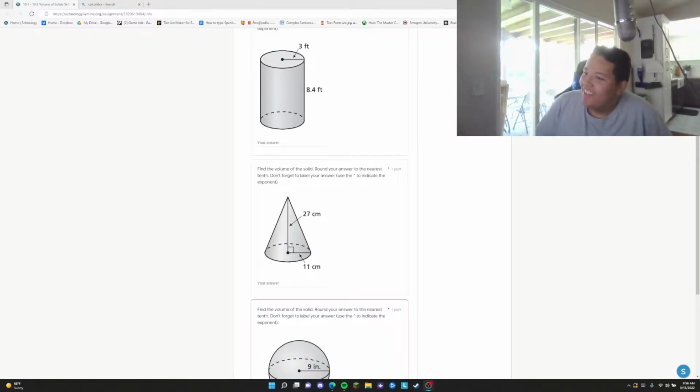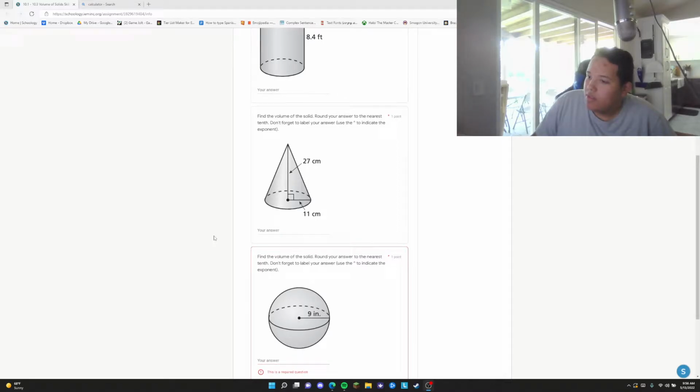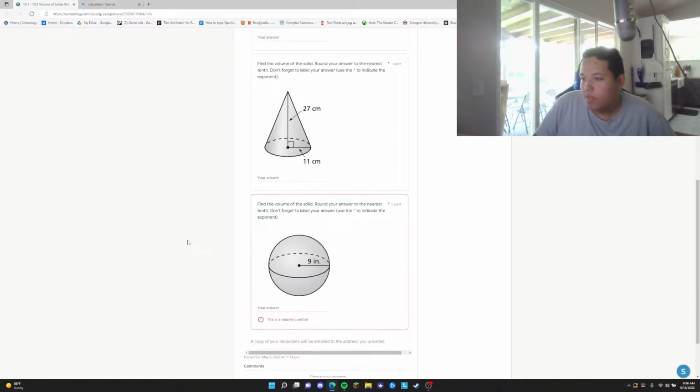So, I have these three equations that I need to solve. I'm going to start with the bottom one because this is easier for me. Okay, so it's a sphere. I know it's a required question. I didn't type in my answer yet.